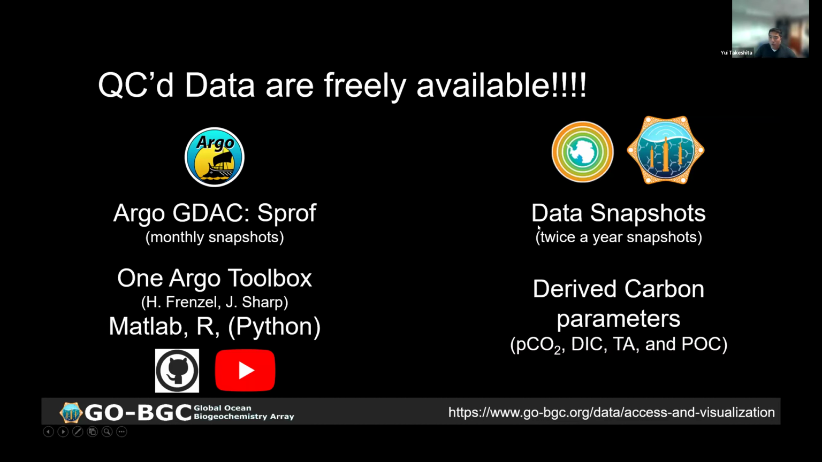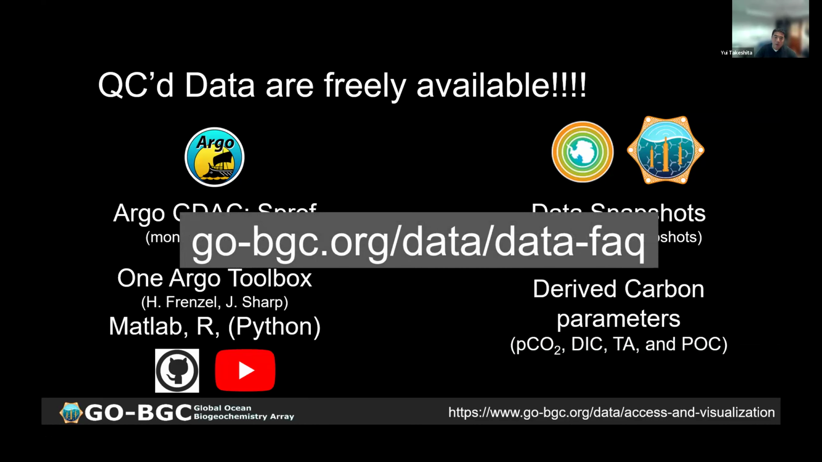In addition to that, we create 2 data snapshots per year for all the floats that are involved in the SOCCOM and GO-BGC program. So these are all data that the data team at MBARI quality controls and creates snapshots. And these can be found in the UCSD digital library. And in addition to the QC dataset, we also produce derived carbon parameters, so pCO2, DIC, alkalinity, and POC, particulate organic carbon, as kind of a value added to this product.